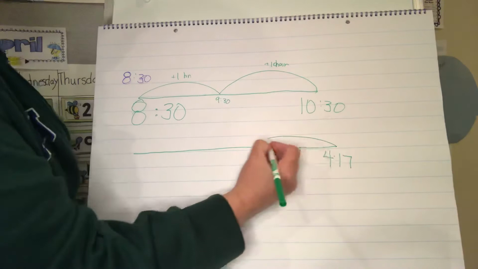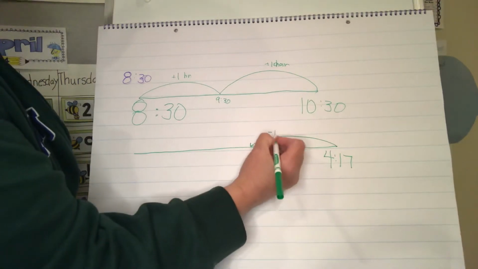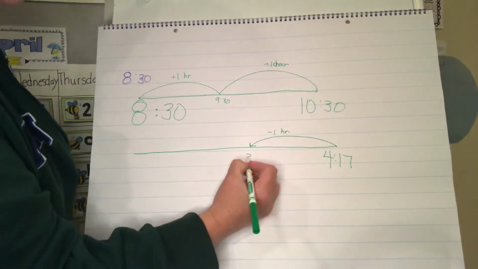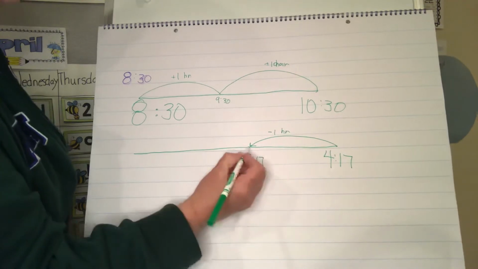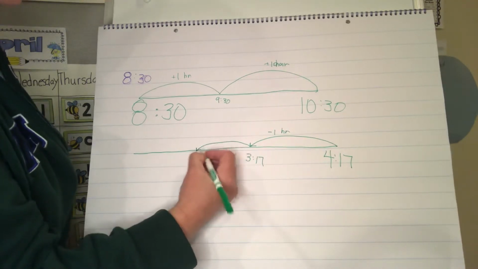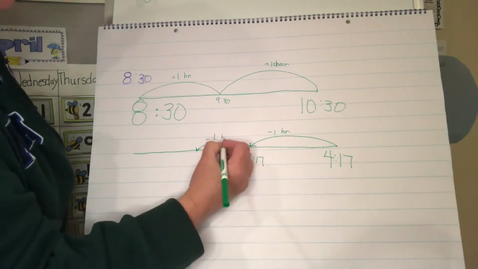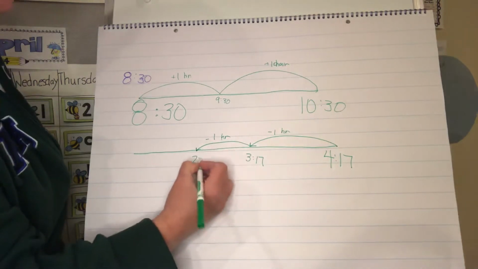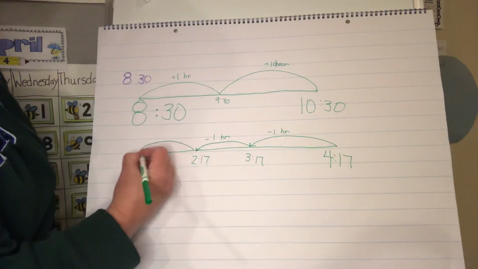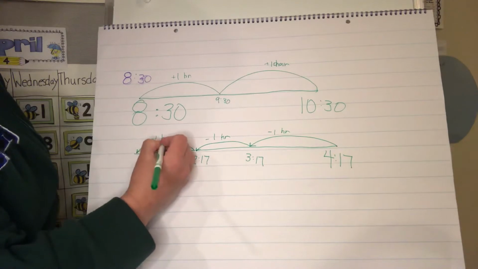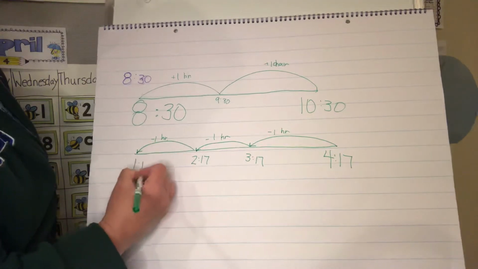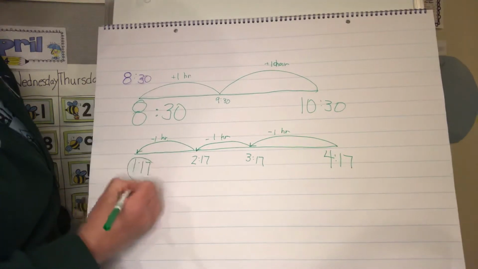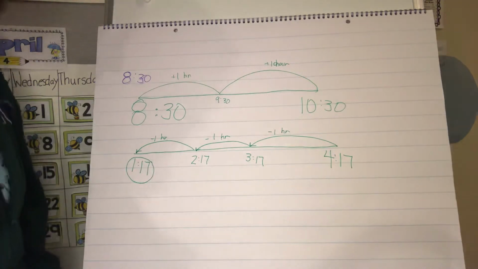So I would go back. So 4:17 minus 1 hour would be 3:17 minus another hour is 2:17 minus another hour is 1:17. So I would have left my house at 1:17.